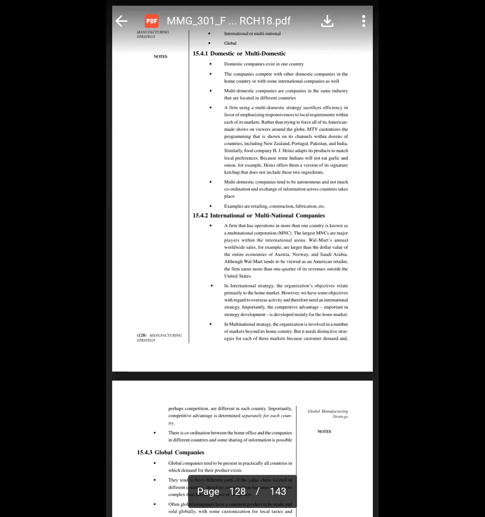Now see, they have given the example of Walmart. Okay, Walmart is the biggest retailer and is spread across a lot of countries. You can take an example of the UK, Canada, the US, right? Even in Mexico you can see the branches of Walmart. Okay, although Walmart tends to be viewed as an American retailer, the firm earns more than one quarter of its revenue outside the United States, right?